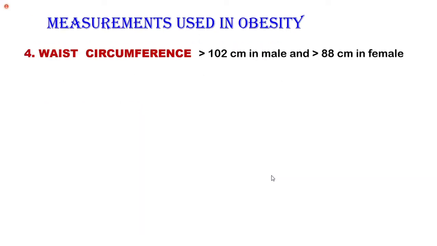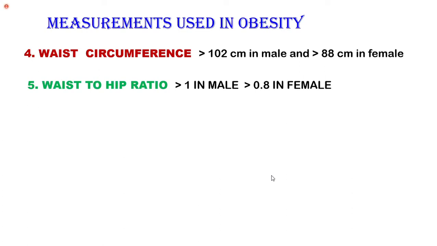Then waist circumference is also nowadays taken as more than 102 in male and more than 88 in female. And waist to hip ratio more than 1 in male and more than 0.8 in female is considered important for assessing the abdominal metabolic problem.